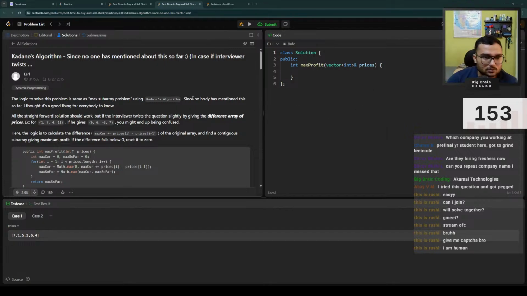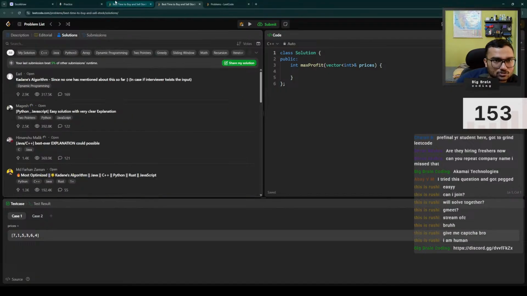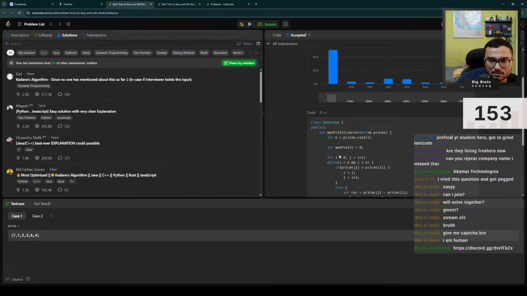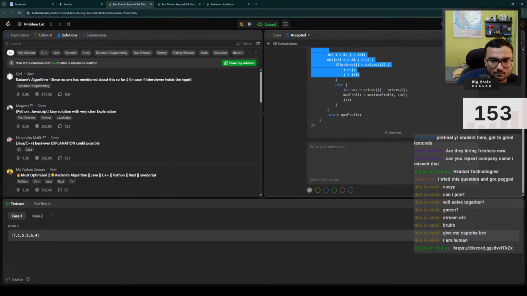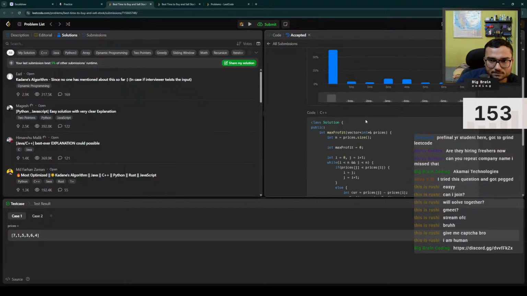Okay, let's get back to studying. Okay, this is fine. Calculate the difference array and do cadence. But yeah, this is also fine. I mean, but it's hard to remember, man. I hate sliding window.